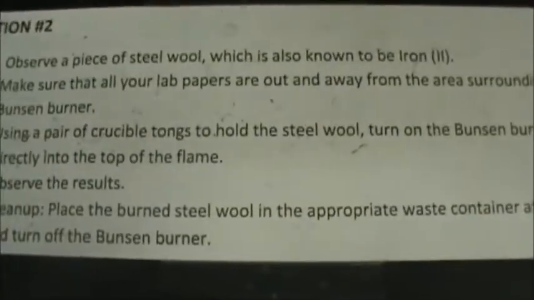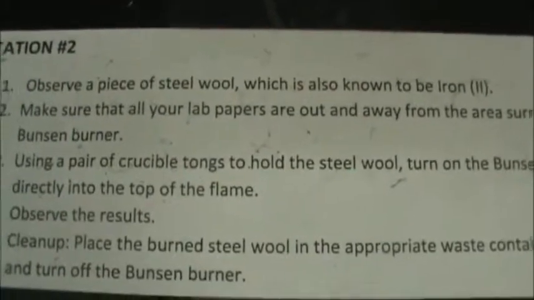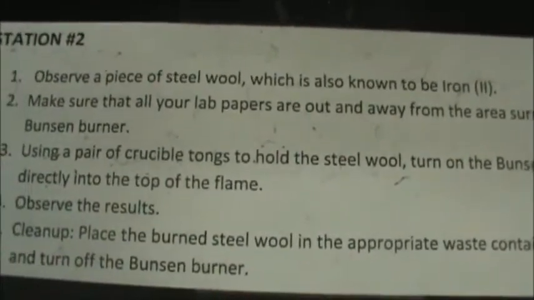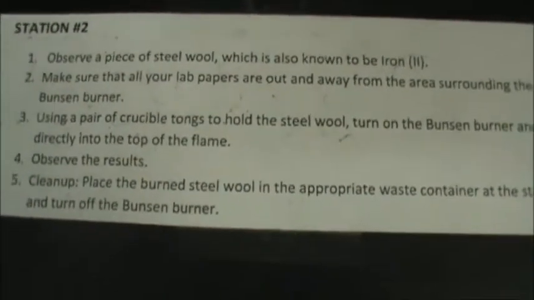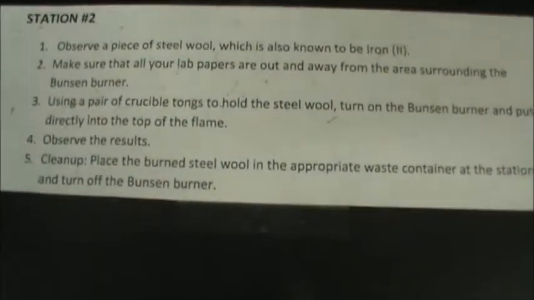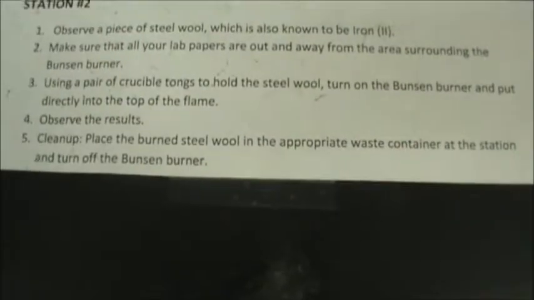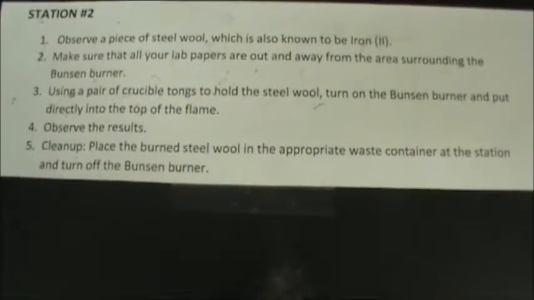Alright. So what we want to do here is to make some observations. So we have steel wool, which is also known to have iron in it. It says make sure that your lab papers are out of the way in the area surrounding the Bunsen burner. Using a pair of crucible tongs to hold the steel wool, turn on the Bunsen burner and put directly onto the top of the flame. Okay, no problem. Let's go.